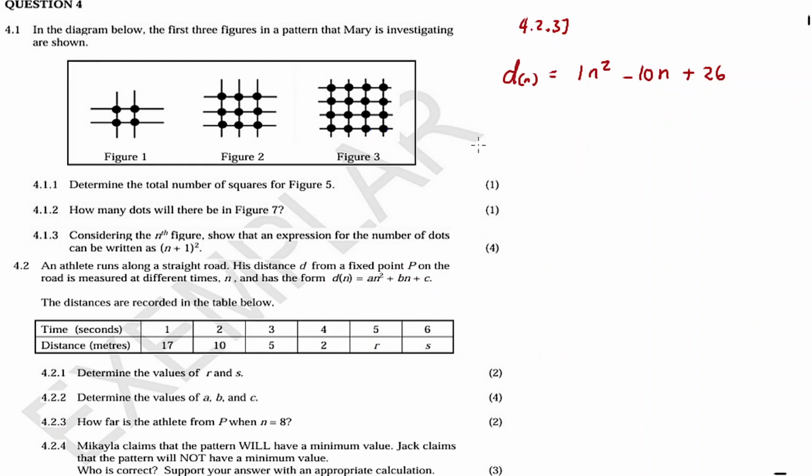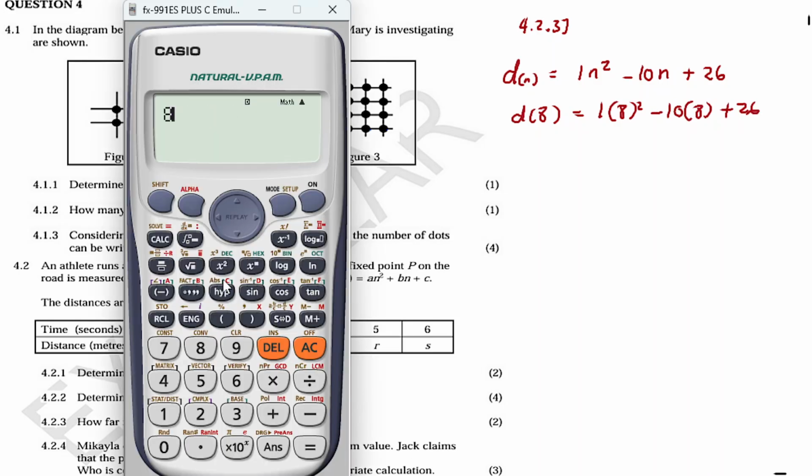So what is the calculator? How far is the athlete from P when n is equal to 8? Let's see. D8, distance at 8 seconds, is equal to 1 times 8 squared minus 10 times 8 plus 26. It's going to be a negative answer plus 26.